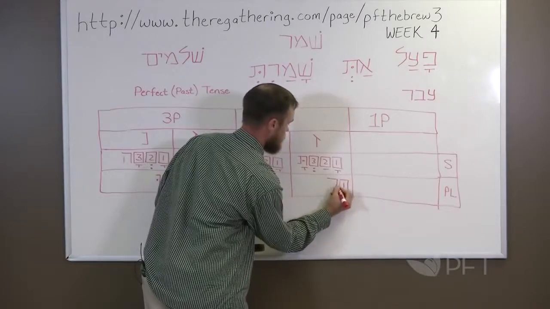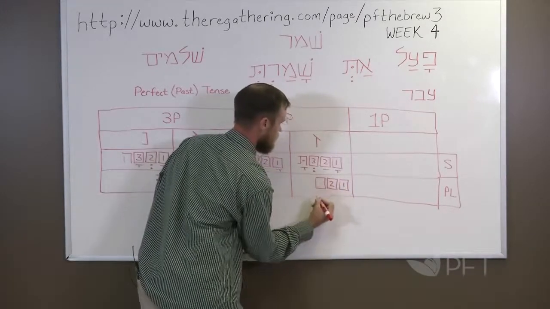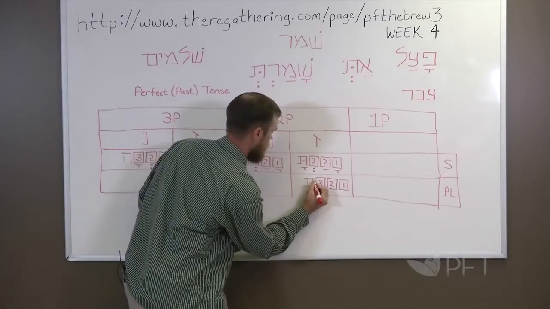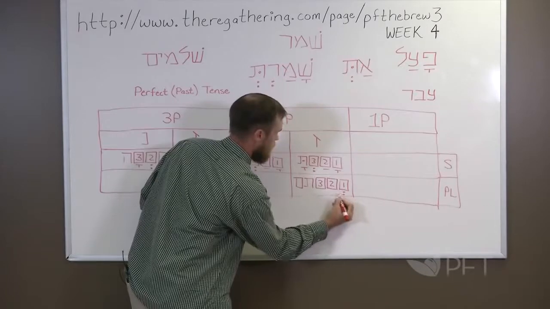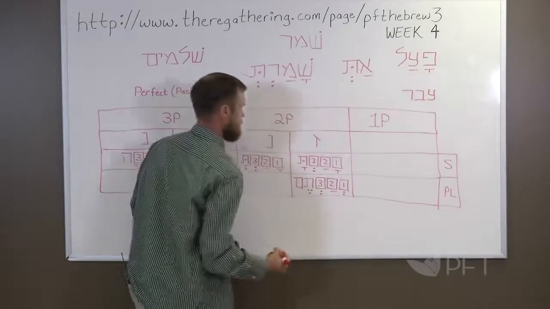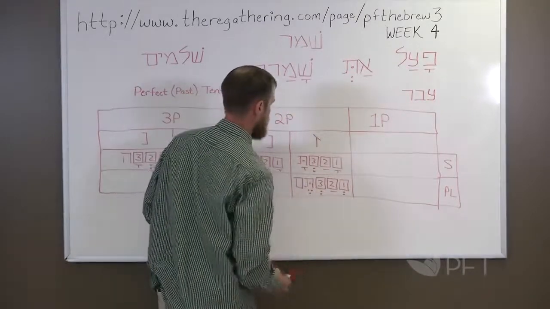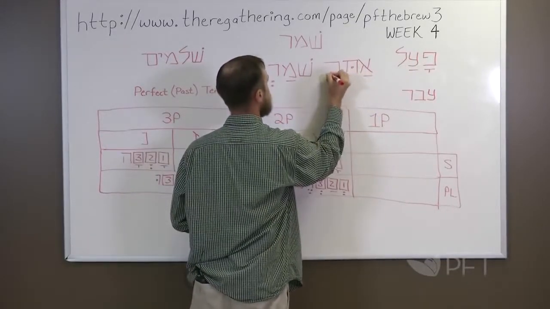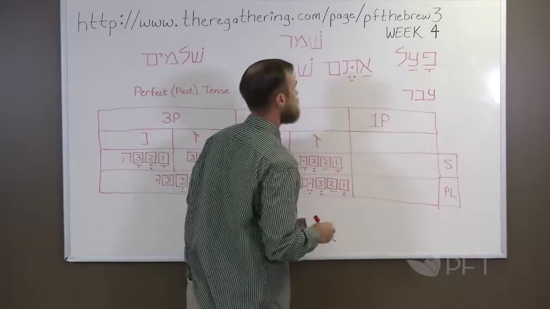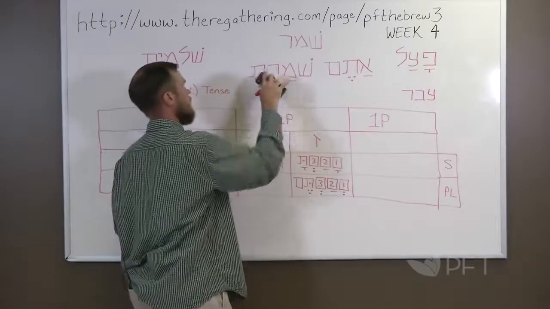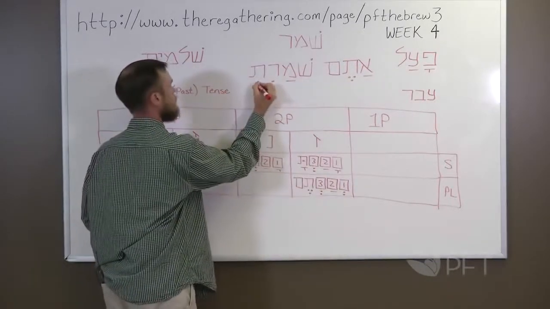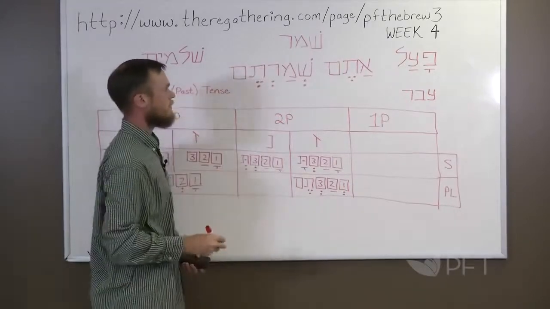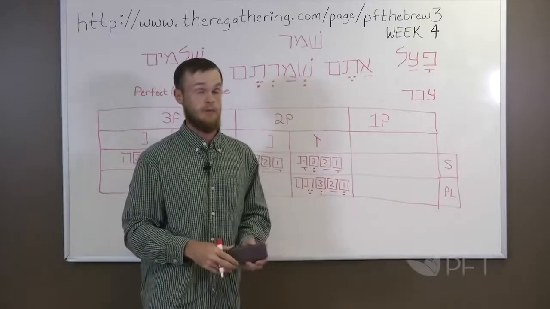The second person masculine plural. So if you, a group of you, and that group happens to be masculine, okay, that pronoun is atem. And I believe that dagesh is actually absent. So atem shamartem. Again, you kept, but in this case you is a group of men.